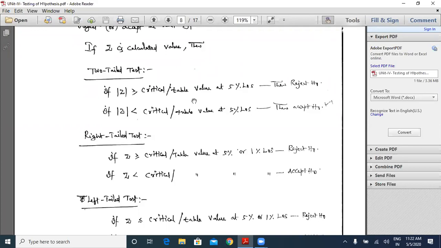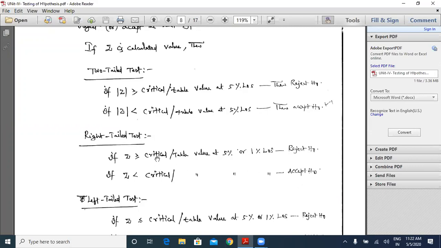Whatever you are assuming in the two-tailed, right tail also same. But no need of taking modulus here in the right tail test, because it is on the right side, so it is always positive. If calculated Z is greater than table Z value at 5% or 1% LOS, we reject H0. If calculated Z value is less than table value at 5% or 1% LOS, we accept H0. Here also, without mod, Z less than table value, accept H0.